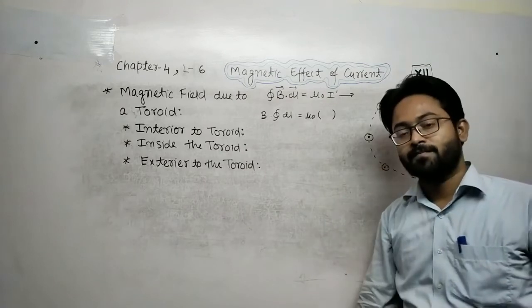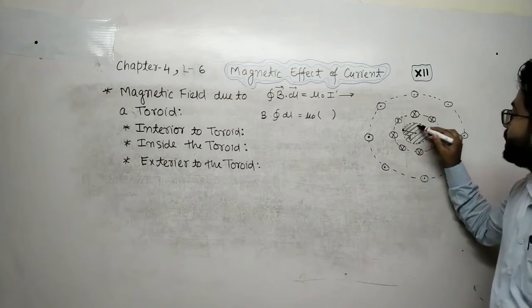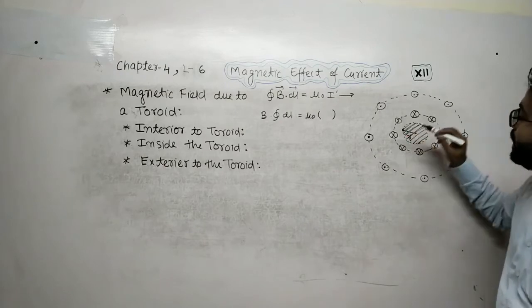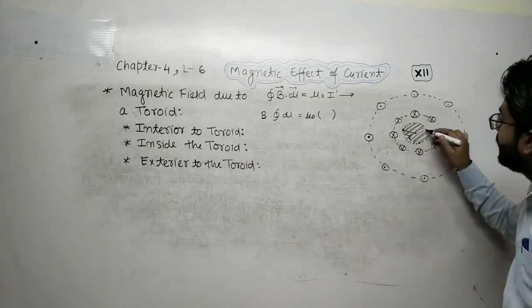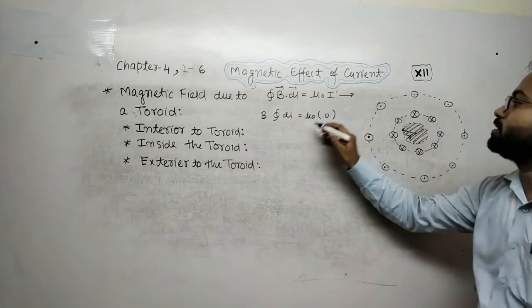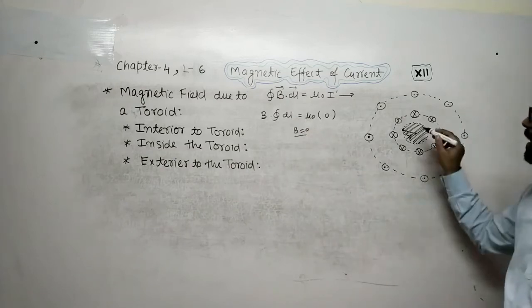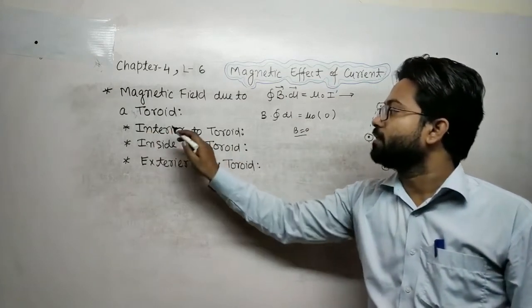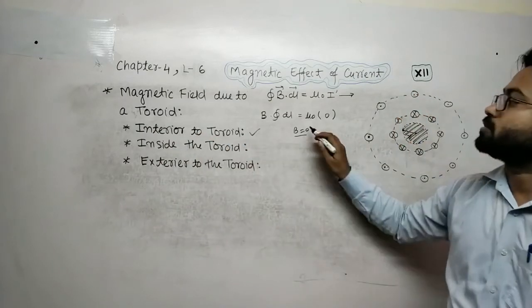Think. No current is threading that particular area because all the currents are outside the particular area. That means net current is 0, then magnetic field is 0. Means at the interior point of the toroid, magnetic field is 0.